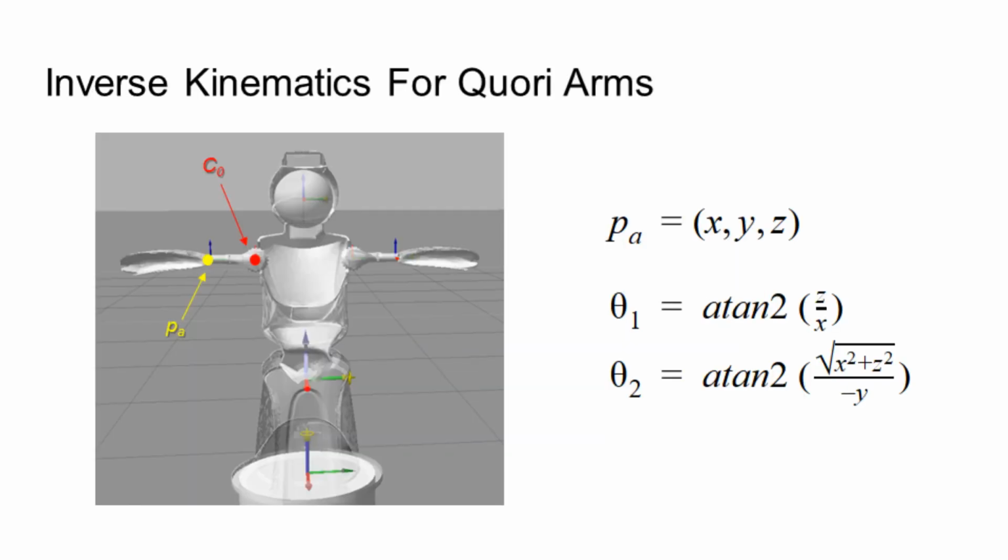To make the description of arm movements easier, we have also implemented an inverse kinematic solution that converts Cartesian points into the joint angles needed to reach them. For a given arm, we define θ1 as the rotation of the arm's joint and θ2 as its abduction/adduction. As depicted in the diagram on the left, C sub 0 indicates the origin of the arm joint and P sub A denotes an arbitrary point on the arm.